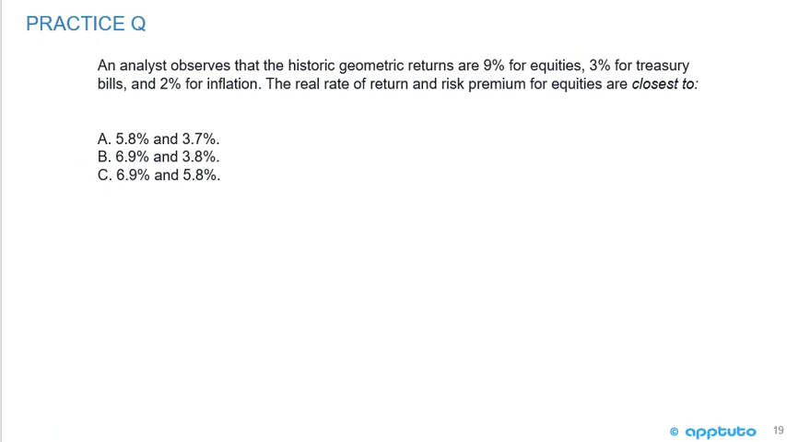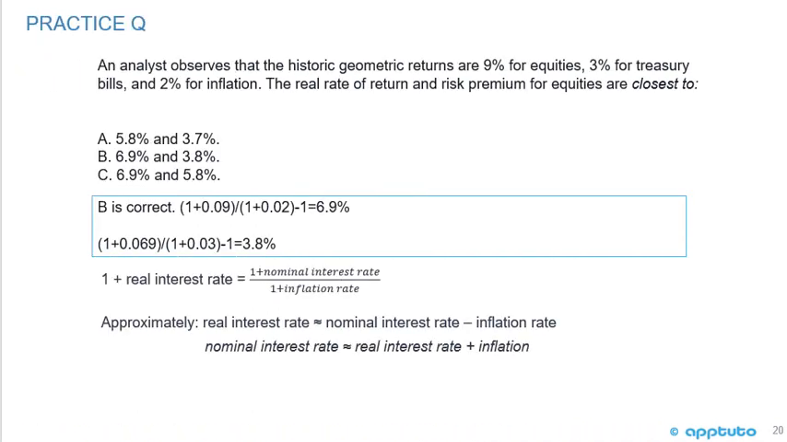So we're just going to finish this LOS with a quick practice question. An analyst observes that the historic geometric returns are 9% for equities, 3% for treasury bills, and 2% for inflation. The real rate of return and risk premium for equities are closest to A, 5.8% and 3.7%, B, 6.9% and 3.8%, or C, 6.9% and 5.8%. So the correct answer for this one is B, and you had to remember the real rate of return calculation.